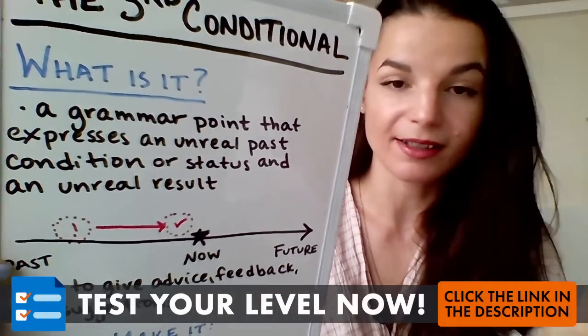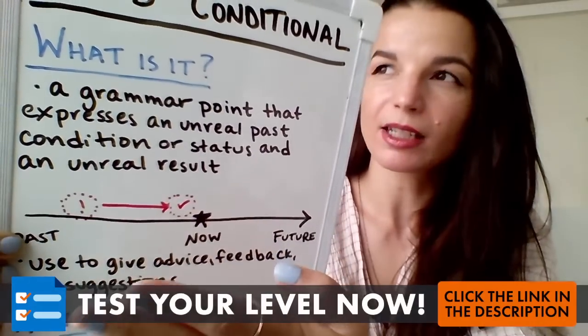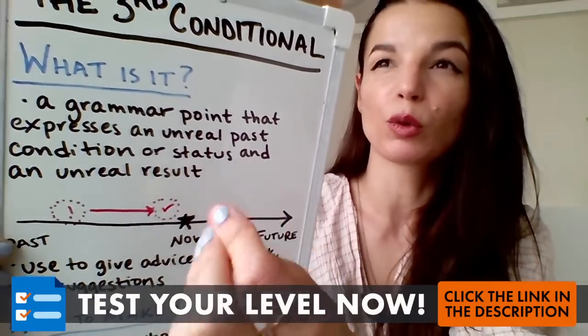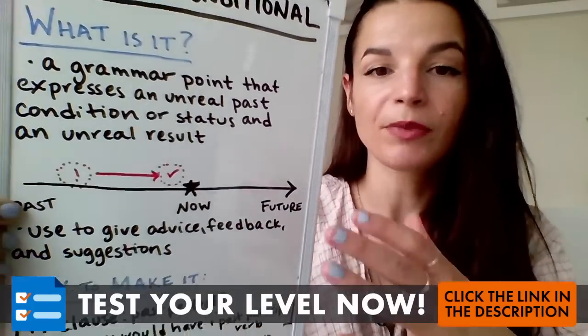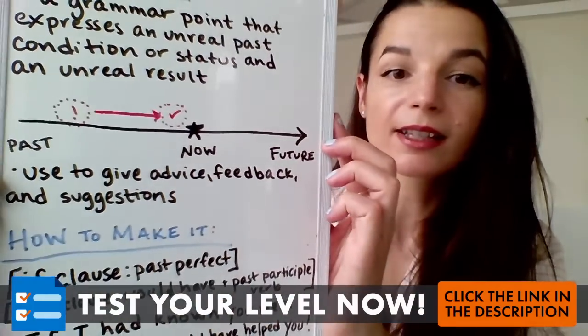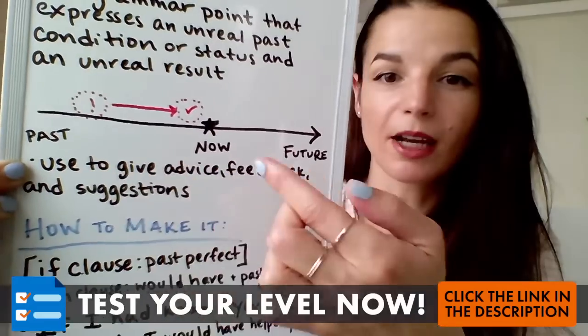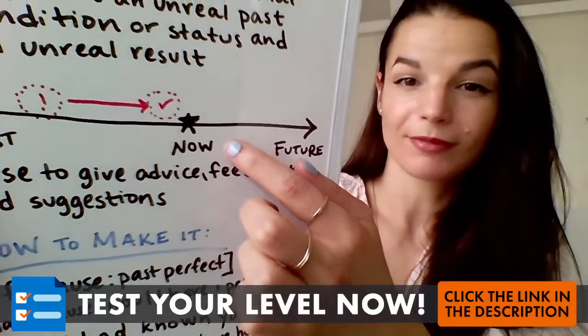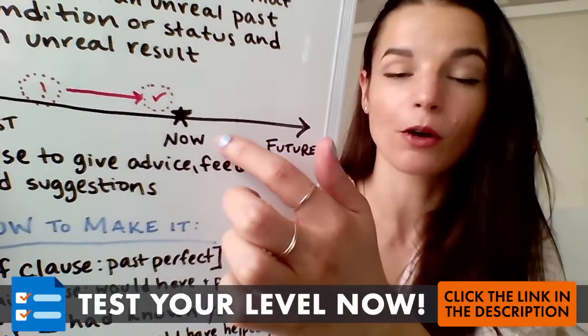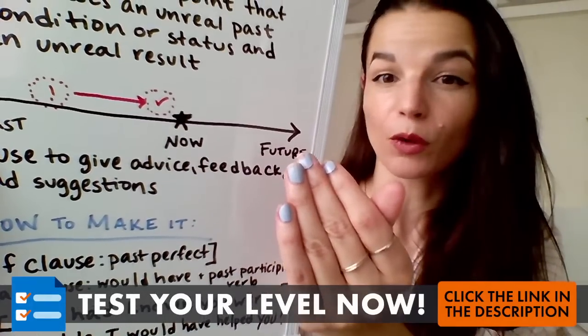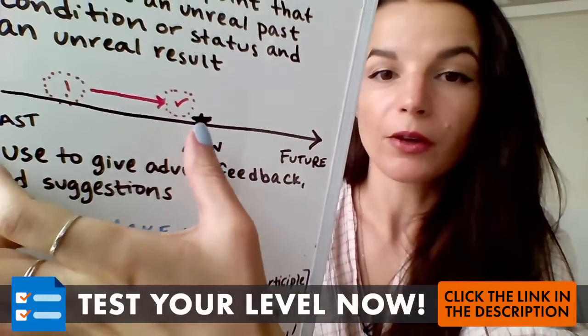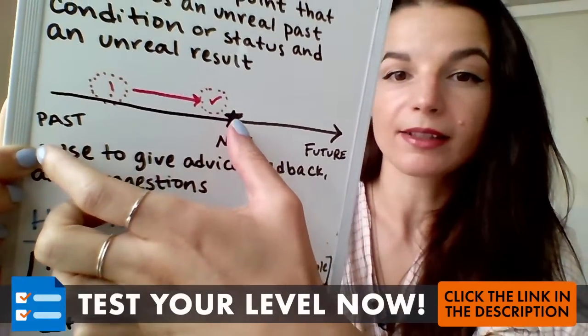So what does that mean? Unreal past condition and an unreal result. Okay, this is kind of difficult to understand, right? So let's think about this on a timeline, yeah? This star is now, this lesson you're watching. So here's now, this is the future. We are not going to think about the future now. For this grammar point, we need to look at the past, okay?